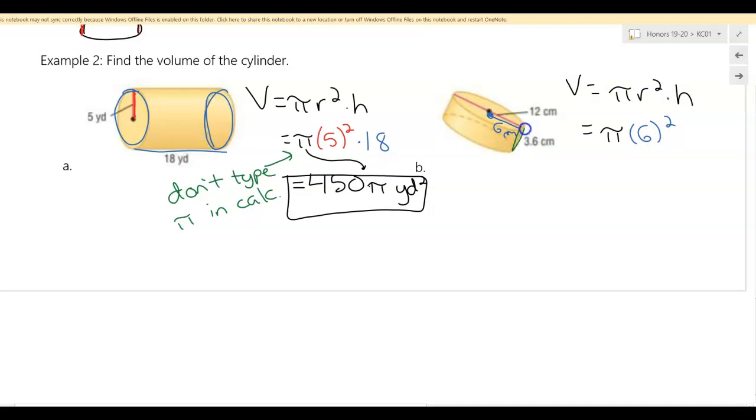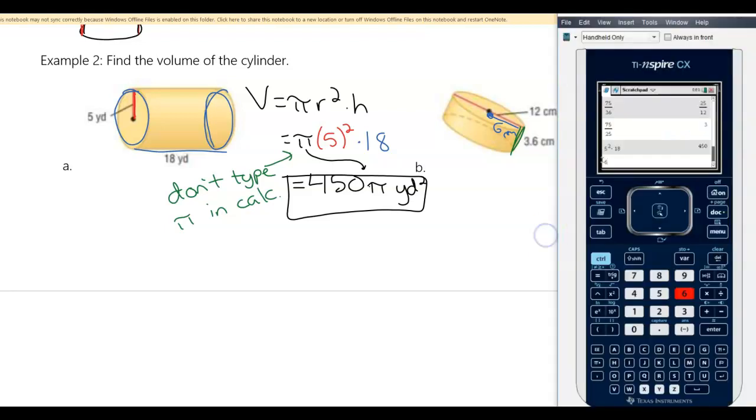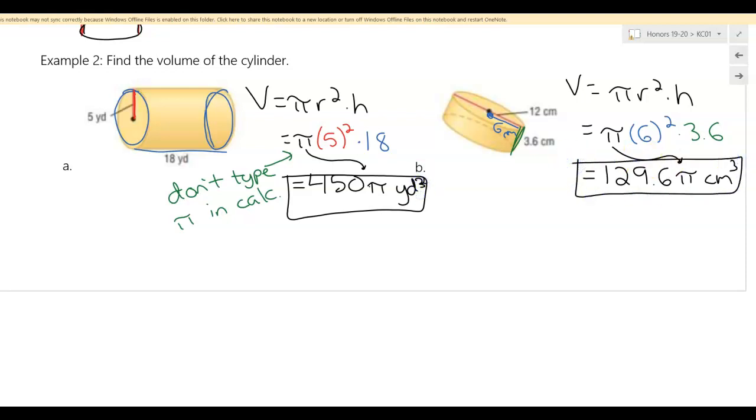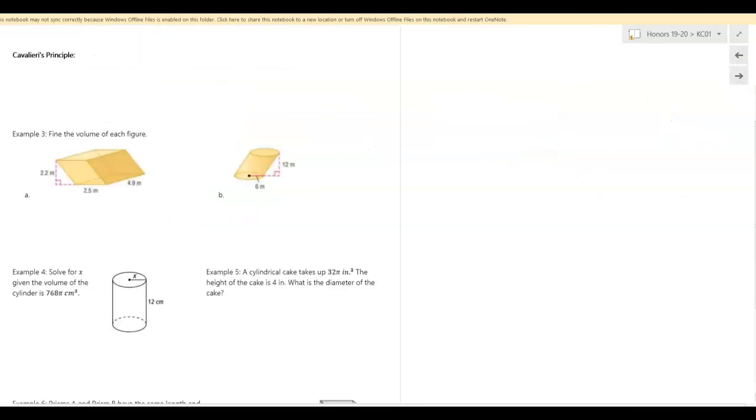And then my height, again, connecting those two. So then we have 6 squared times 3.6. We get 129.6. Bring down that pi, right? And then centimeters cubed. Ooh, I put squared here. That's supposed to be cubed. Sorry. All right, go ahead, turn to the next page. There's a few other examples we want to look at.